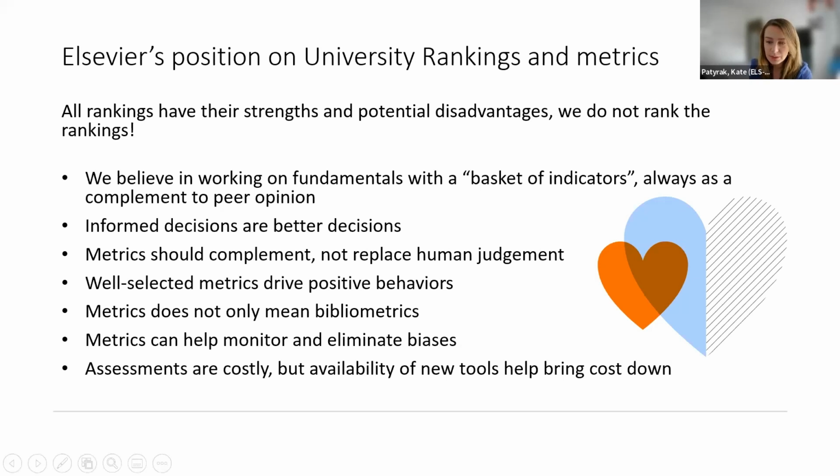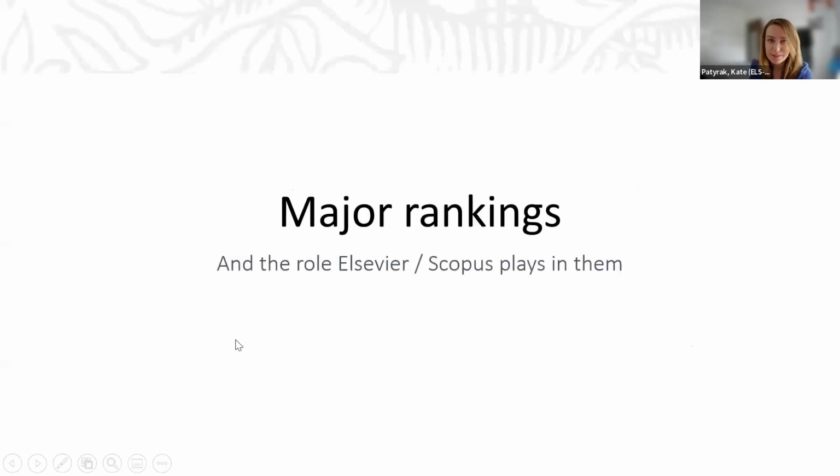Well-selected metrics drive positive behaviors. Metrics should not just mean bibliometrics, but any metrics that can be used to measure the quality of an institution. This can also describe activities related to funding, collaboration, commercialization, and impact. When well-defined, metrics can help monitor and eliminate biases by looking at the data through a neutral lens. One of the tools that is definitely helping is SciVal, which can help bring the cost of assessment down by providing standardized metrics.